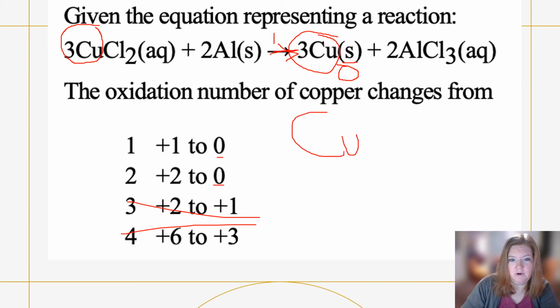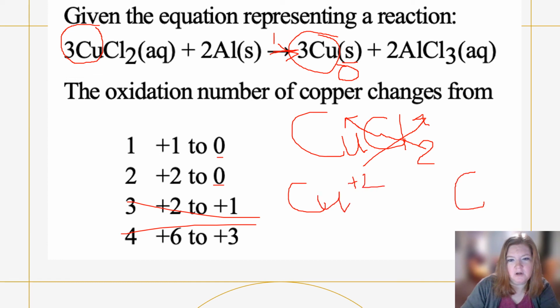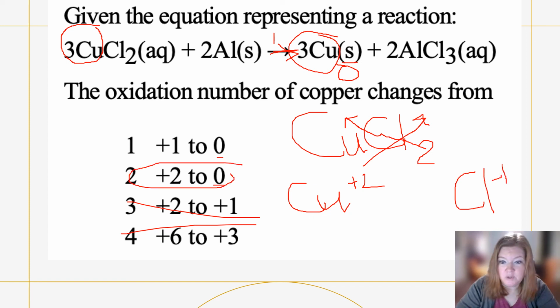Well, here's the formula, CuCl2. Remember, we can reverse the crisscross like this. So the charge for Cu is +2, and the charge for Cl is -1. So it changed, here we go, from +2 to 0.